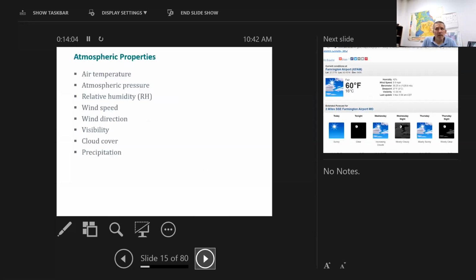The first one that we're going to be dealing with is air temperature. Most of the rest of the world deals with Celsius. We use Fahrenheit here in the United States.